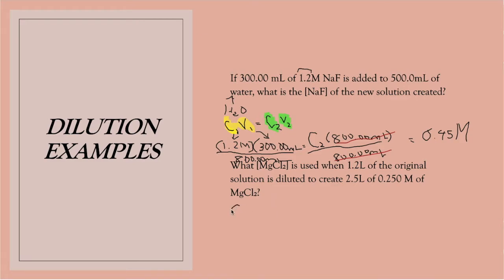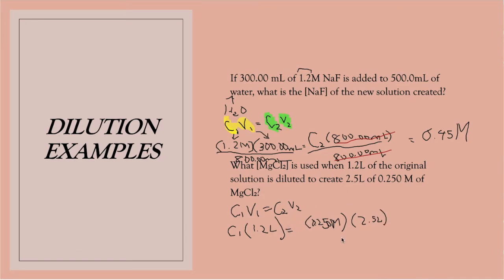So once again, we will be writing down the formula that we will be using: C1 times V1 equals C2 times V2. And now what we're solving for is the first concentration. So now we have the volume of the original solution, 1.2 liters, and that equals 0.250 molarity times 2.5 liters, because that is the total volume.